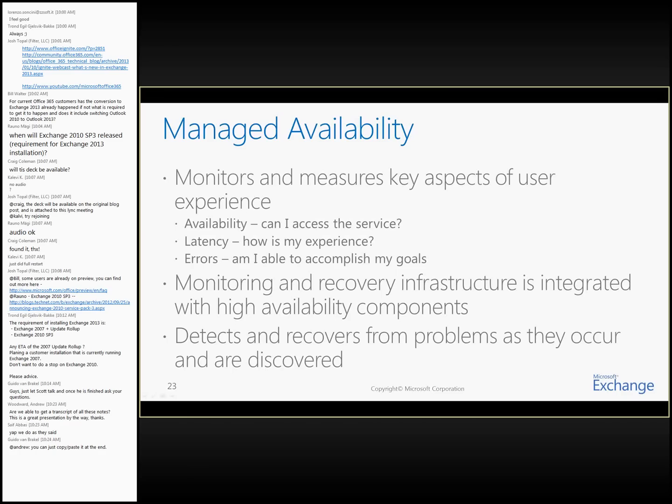The goal is to measure the perception of the service, and if there are issues, managed availability can take predictive, corrective action to try to resolve the problem. For example, the system can make a determination on when to fail over a database based on service health. And if it can't fix the problem, it can escalate the issue to an administrator through event log notification. Because managed availability detects and recovers from problems automatically, as they occur or as they're discovered, applications like System Center Operations Manager become alerting portals rather than monitoring and recovery centers for Exchange 2013.